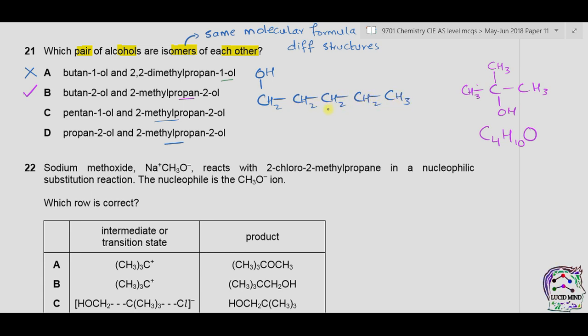As we can see, the number of carbon atoms is 5, while in 2-methylpropan-1-ol the number of carbon atoms is 4. Therefore these are not isomers. In D we have propan-2-ol. In propane we have 3 carbon atoms, and on the second carbon we have an OH group attached.